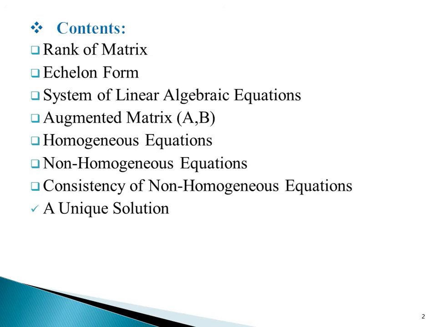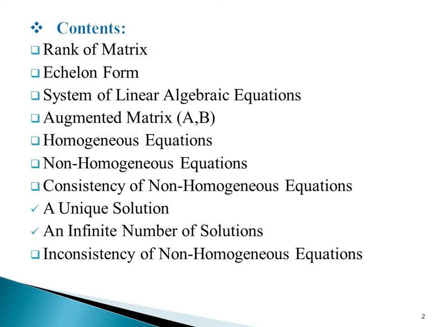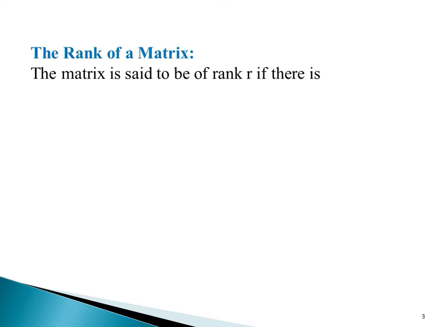Consistent system has two types of solutions. First is unique solution, then we see an infinite number of solutions. After that, inconsistency of non-homogeneous equations, and the system is inconsistent and it has no solution, that we covered in this video. So start with the rank of matrix.